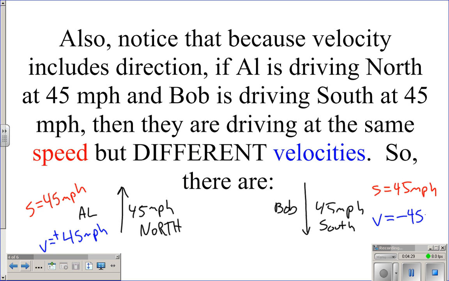Bob's going to go, why is it negative? Because that's what Bob sounds like. And we will tell Bob that it is negative because he's going south, which in math class is down, which means that it's negative. All right? So, gotta watch your signs.